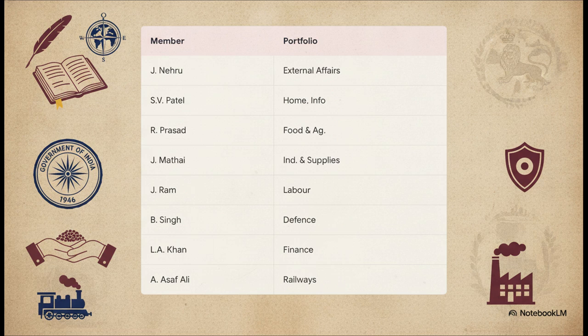Jagjivan Ram was Minister of Labor. Sardar Baldev Singh held defense. C.H. Bhabha was responsible for works, mines, and power. Liaquat Ali Khan managed finance. Abdur Rab Nishtar held posts and air. Asaf Ali managed railways and transport. C. Rajagopalachari oversaw education and arts. I.I. Chundrigar was in charge of commerce. Ghazanfar Ali Khan held health. And finally, Jogendranath Mandal served as the law member.